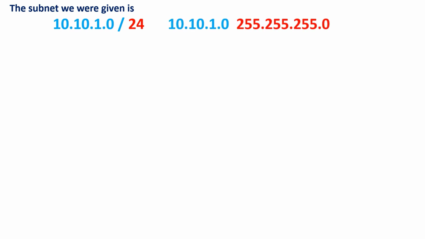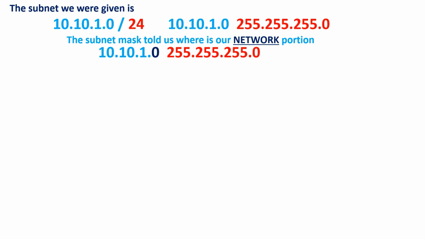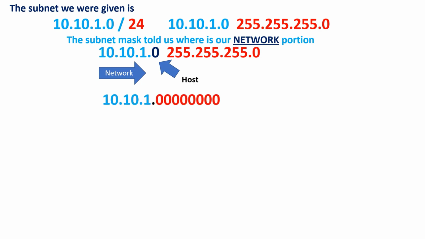The subnet we were given is 10.10.1.0/24, which is 10.10.1.0 with a subnet mask of 255.255.255.0. The subnet mask tells us where our network portion is. Up to here is our network portion, and the 0 in the 4th octet is our host portion. So we will be working on the 4th octet, the host portion.